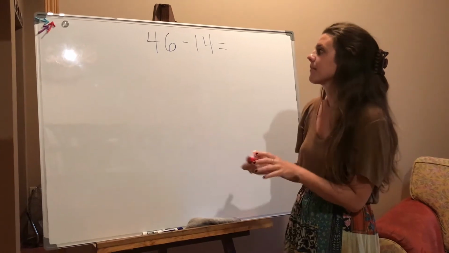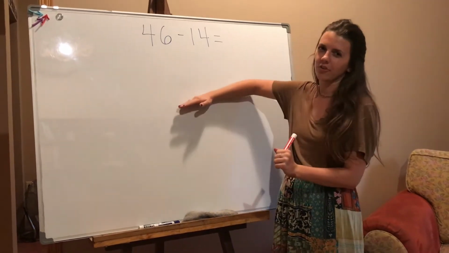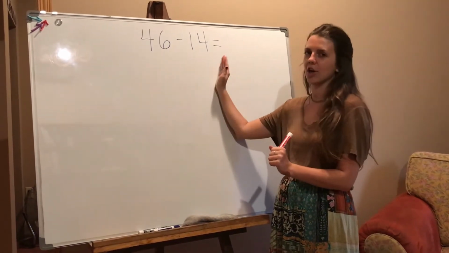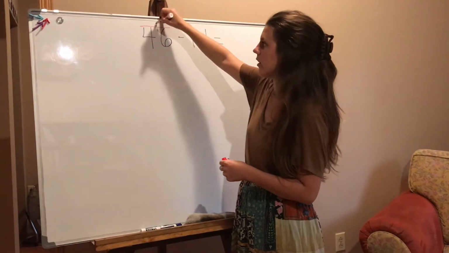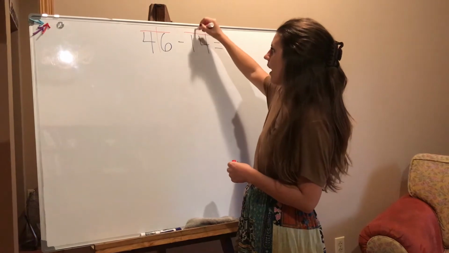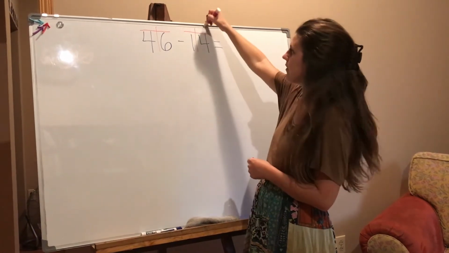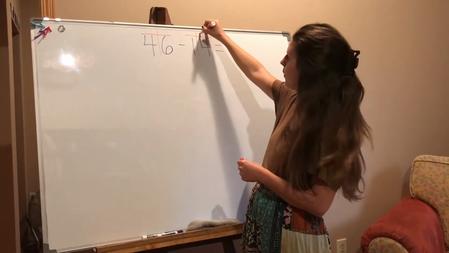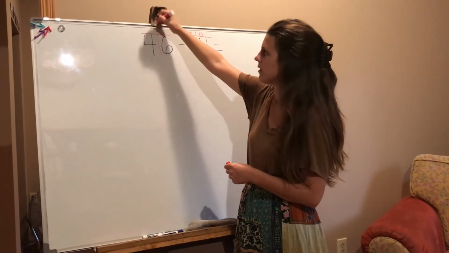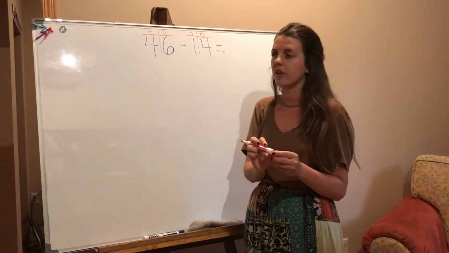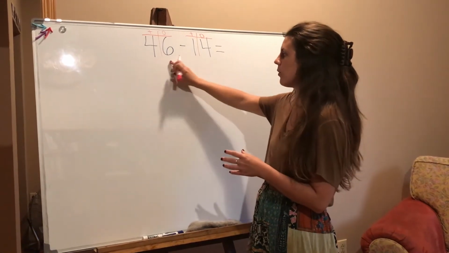Let's see. Right now, we're horizontal, but we want this problem to be vertical. So let's look at our tens and ones. Our place value helps us find the right way to line up our numbers. What place value is this? The ones and the tens. Over here, the ones and the tens. These are both two-digit numbers with tens and ones.